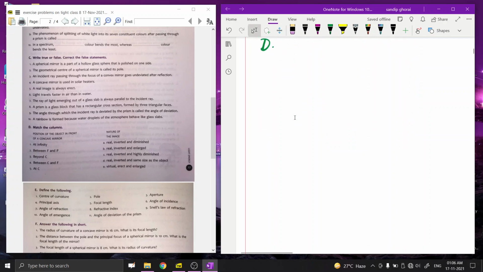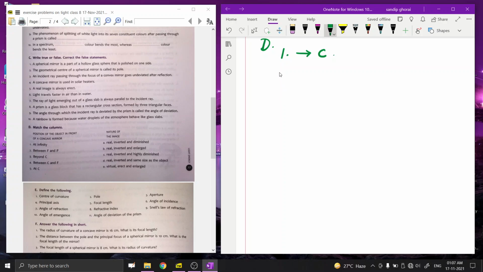This is part D. Here we have to match the columns. First is 1, that is at infinity. This is the position of the object in front of a concave mirror. When the object is placed in front of a concave mirror at infinity, we get C. That means we get a real, inverted and highly diminished image.